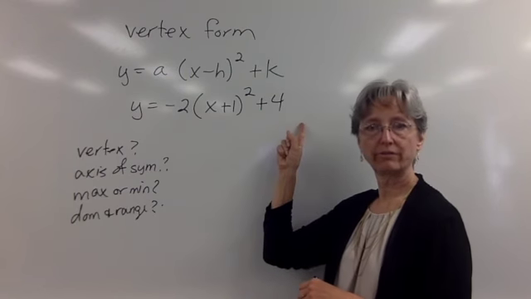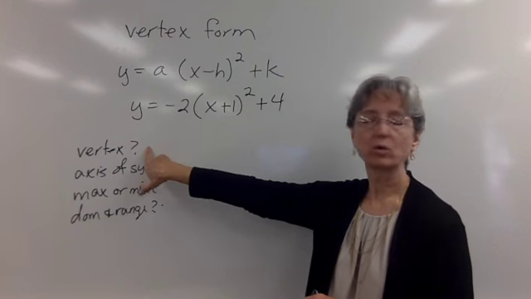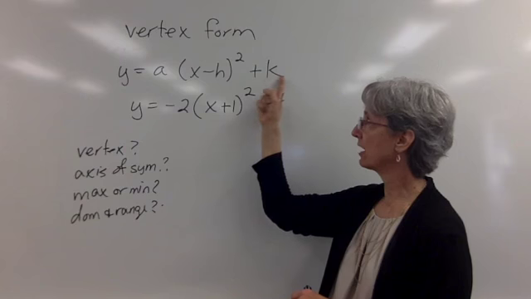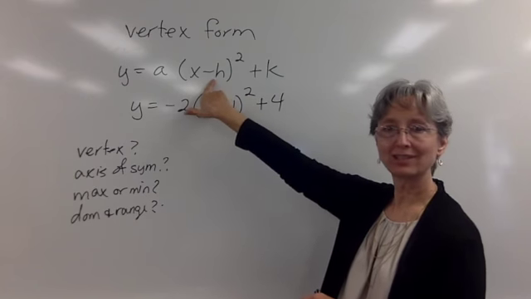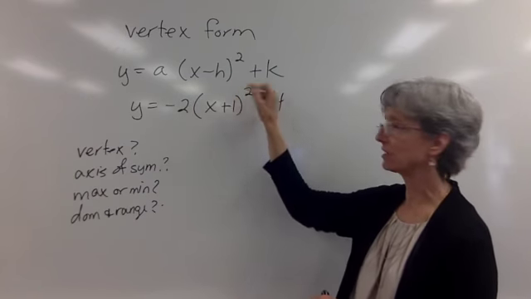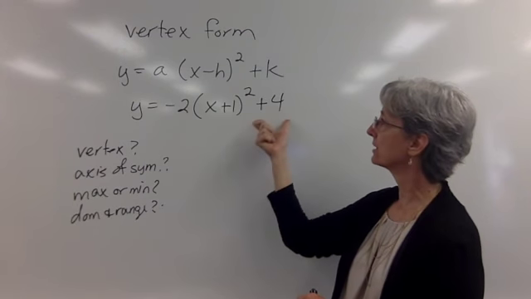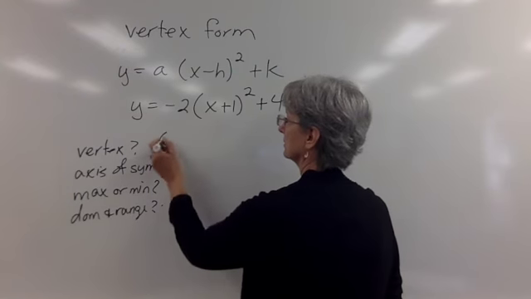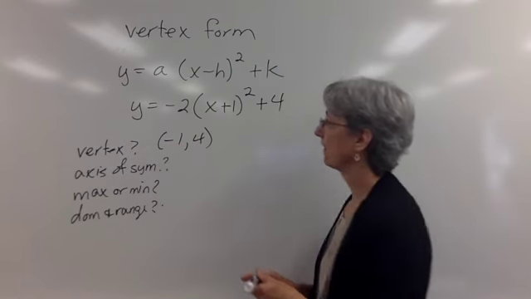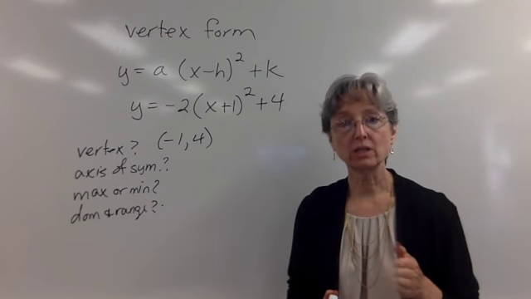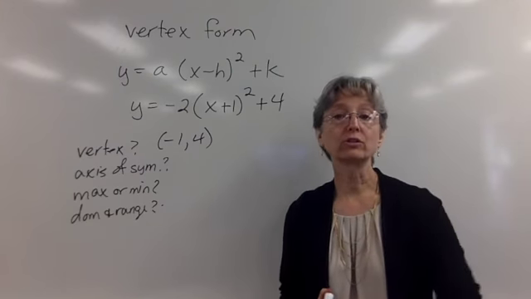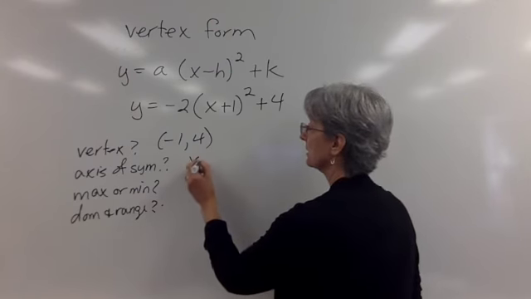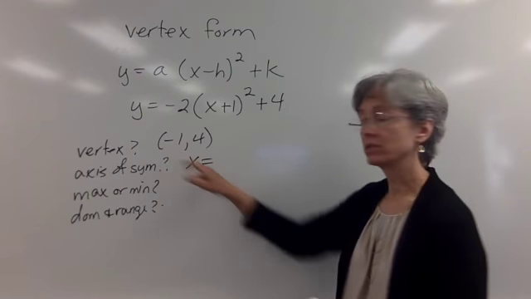So here's our function, quadratic function. The first question we want to answer is, what is our vertex? So for our vertex, we're going to look at our HK, remembering to change this sign. Don't change that sign. So therefore, our vertex is -1, 4. So what's the axis of symmetry then? Where is that straight vertical line that goes through the middle of our parabola? It's x equals the x of our vertex, -1.